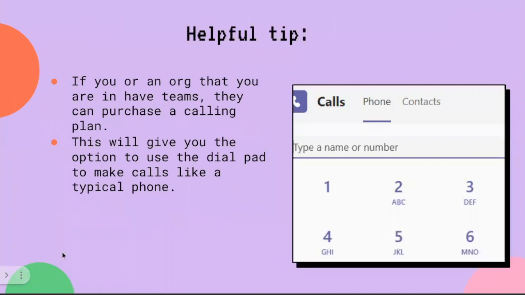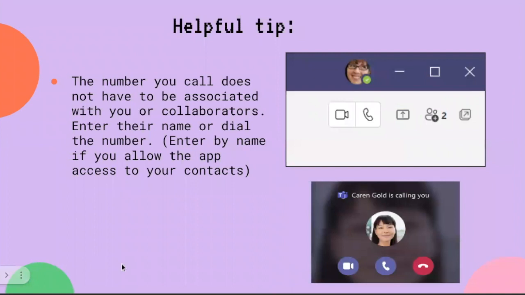A helpful tip: if you or an organization that you are in have Teams, they can purchase a calling plan. This will give you the option to use the dial pad to make calls like a typical phone. An additional helpful tip: the number you call does not have to be associated with you or collaborators. Enter their name or dial the number. You can enter the name if you allow the app access to your contacts, and then it would call the number for you.